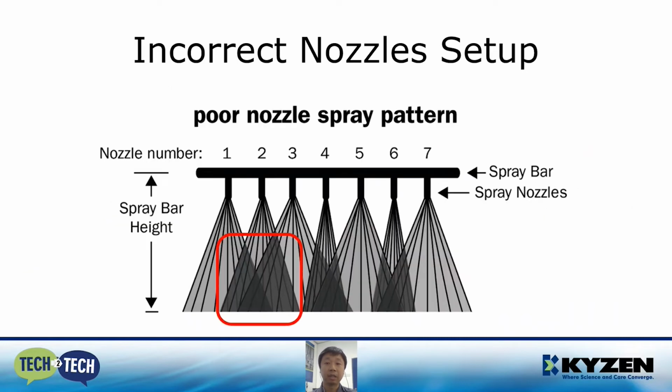This is a typical incorrect nozzle setup. The overlapping is a result of energy colliding with each other, resulting in loss. Hence, a poor cleaning outcome is to be expected.